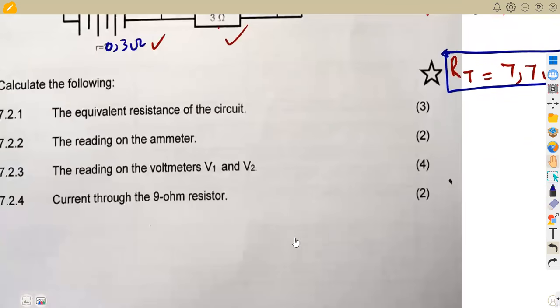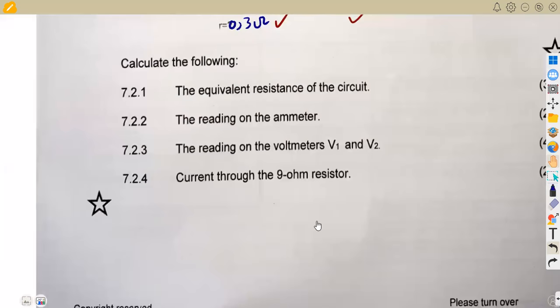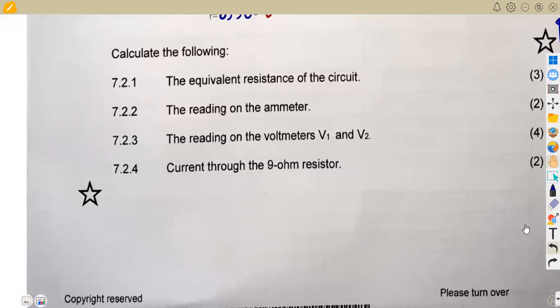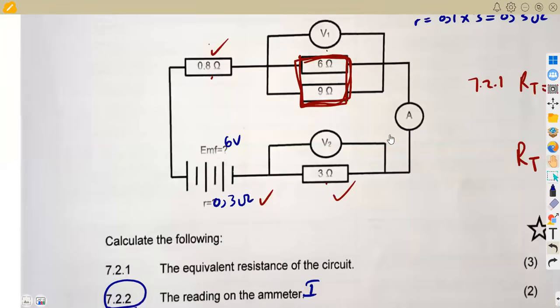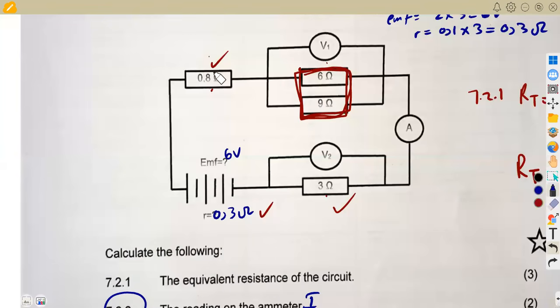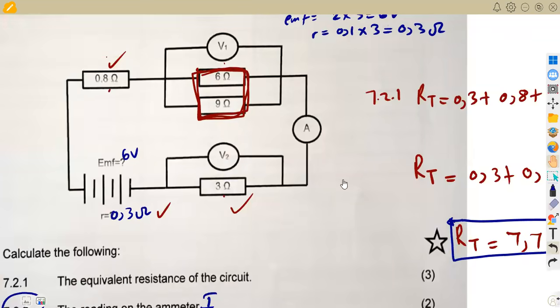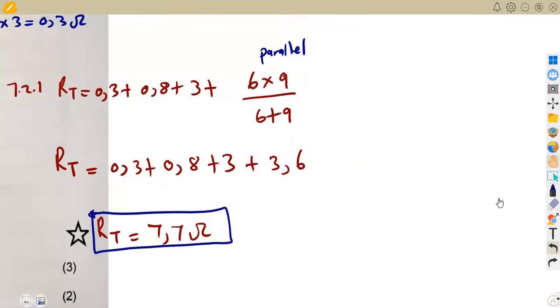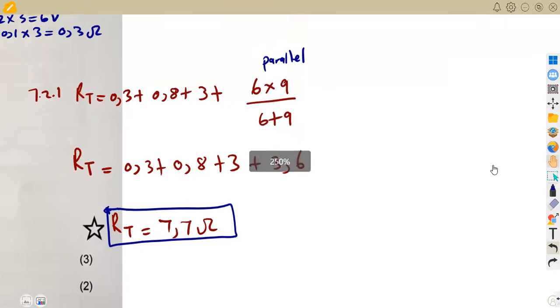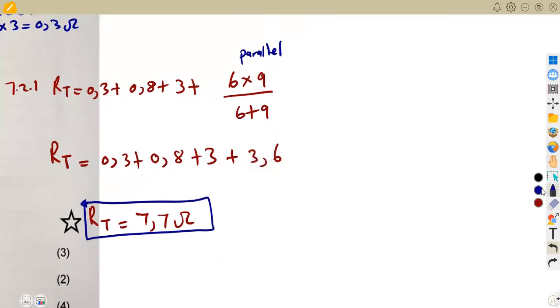Now we are asked to calculate the reading on the ammeter. So remember, the ammeter measures current. So you're supposed to calculate the current there. This ammeter is connected in a way where it measures the current of the whole circuit. So it means you are supposed to calculate the total current there. That's the reading on the ammeter. The ammeter measures what? Current. So there we are supposed to calculate the total current.